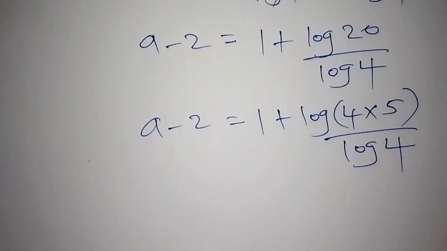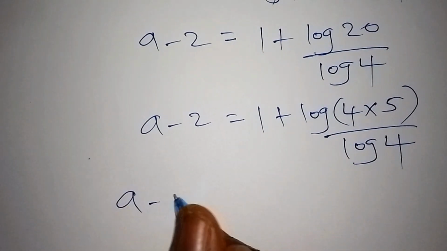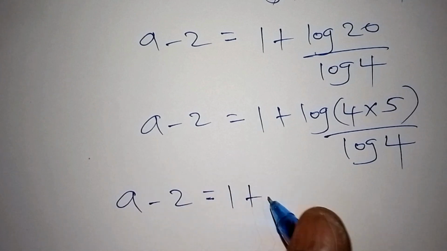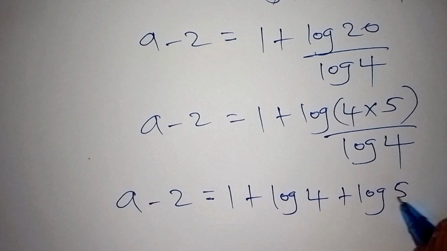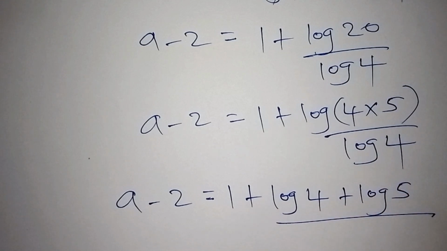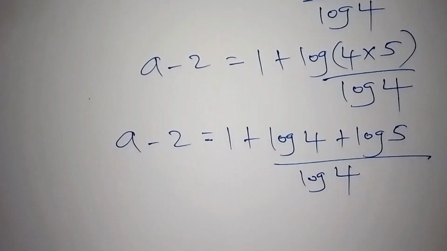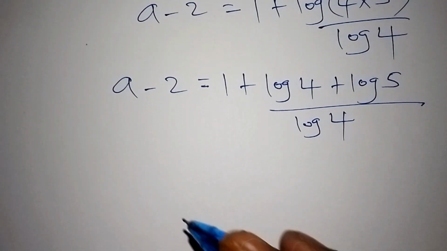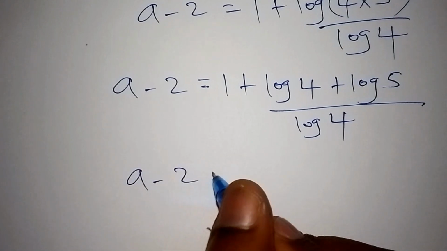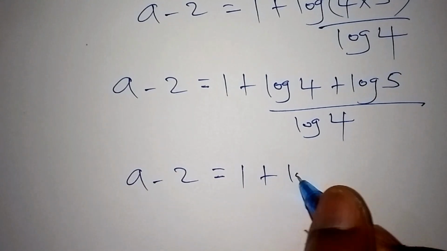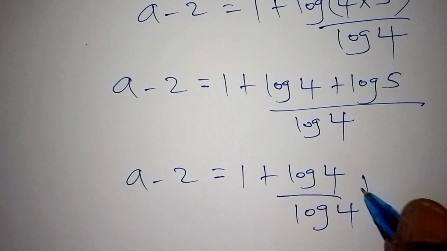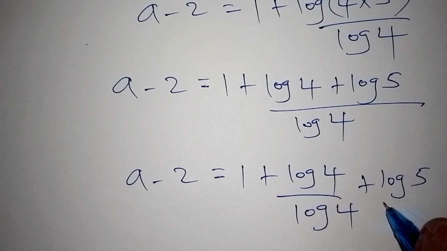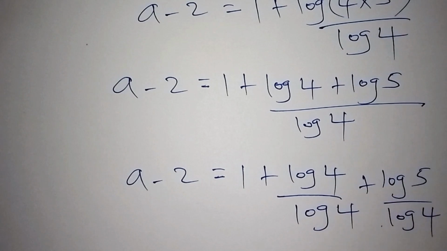So in this case now, a minus 2 is equal to 1 plus, now we shall have the log of 4 plus the log of 5, according to the law of logarithm, all over the log of 4. So next, we shall be able to split it by saying that a minus 2 is equal to 1 plus the log of 4 all over the log of 4 plus the log of 5 all over the log of 4.